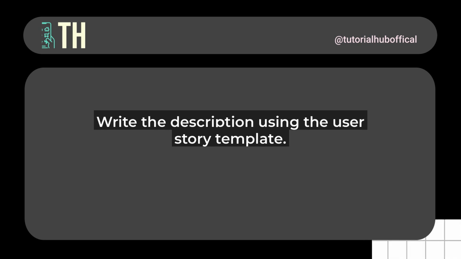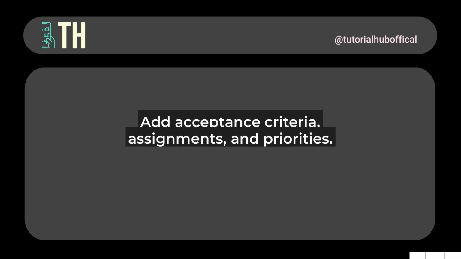Step 5. Assign the story to a team member, set priorities, add labels, and estimate effort if needed. This ensures it flows smoothly into your sprint. Finally, hit Create to save your user story. Now, you can track it in your backlog or add it to a sprint for development.